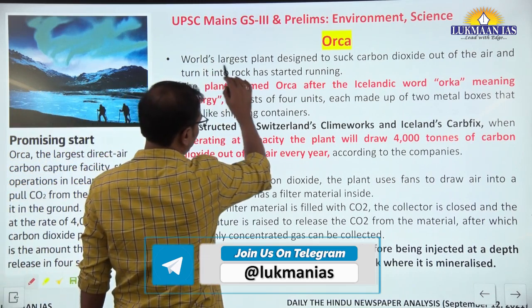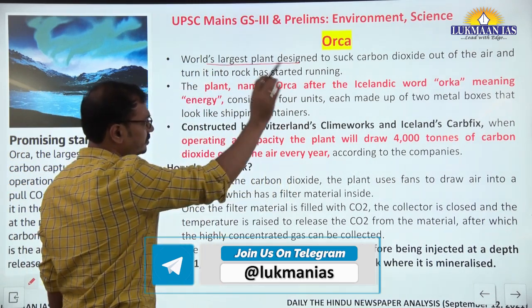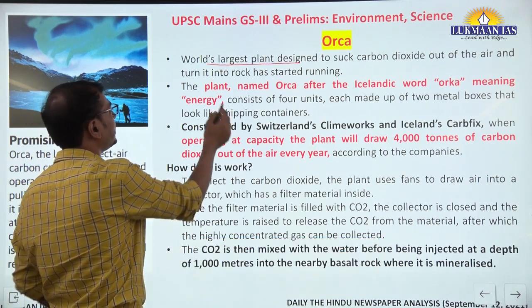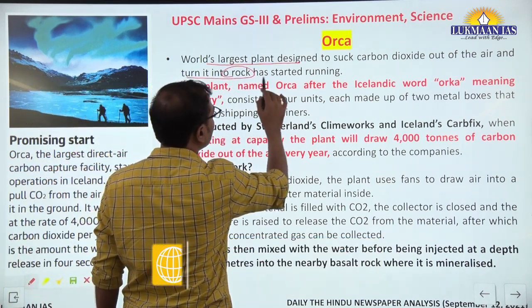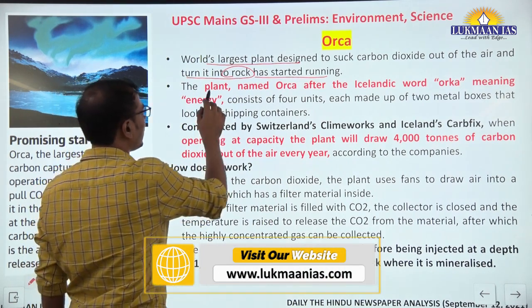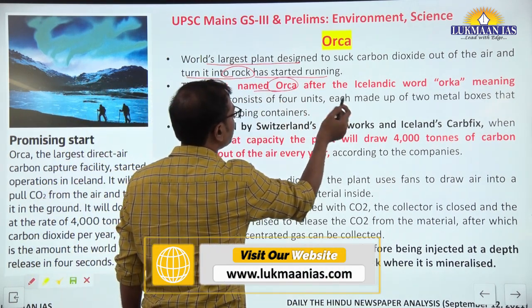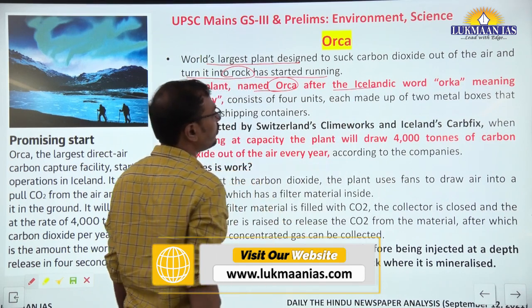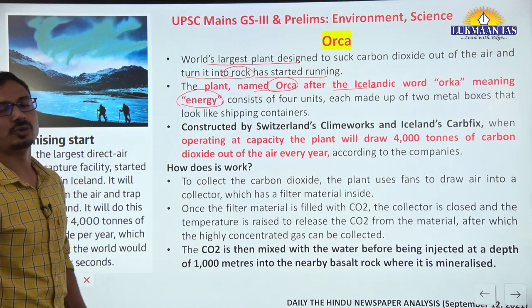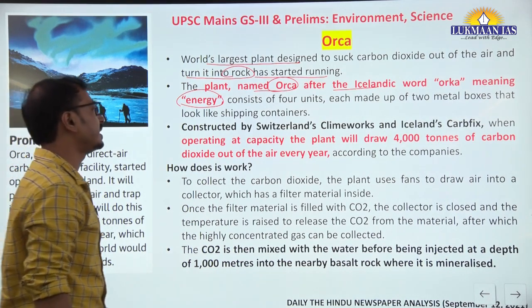The world's largest plant designed to suck carbon dioxide directly out of air and turn it into rock has started running. What is this project name? Orca. Why is the name given? After the Icelandic word Orca, meaning energy. So it has started in Iceland.